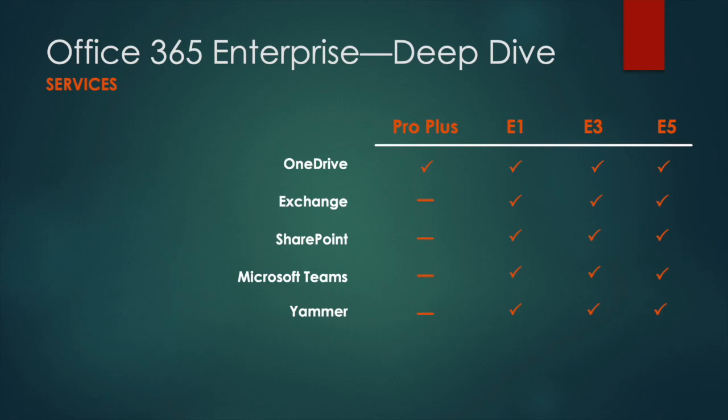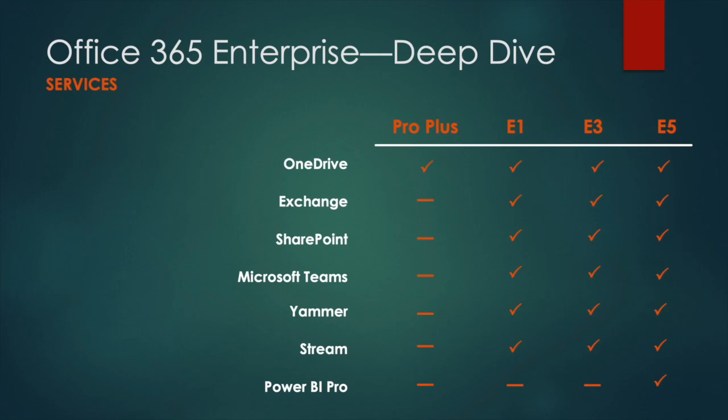Next, we have another new service, and that is Stream. Stream is marketed by Microsoft as an intelligent video service. And the last service is Power BI Pro, a business intelligence feature also unique to the enterprise tier and only to the highest E5 tier. Power BI Pro is a business analytics service that provides interactive visualizations with self-service business intelligence capabilities.